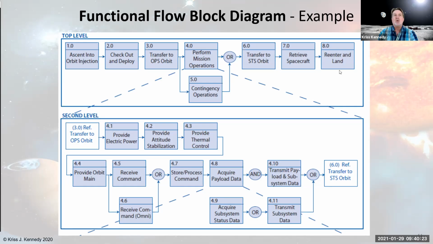So you could take each one of these and then break them down into more detail. So perform mission operations can break down to provide electric power, provide attitude stabilization, provide thermal control, provide orbit maintenance, and so on. So you can see how each one of these talks in terms of provide something or do something.